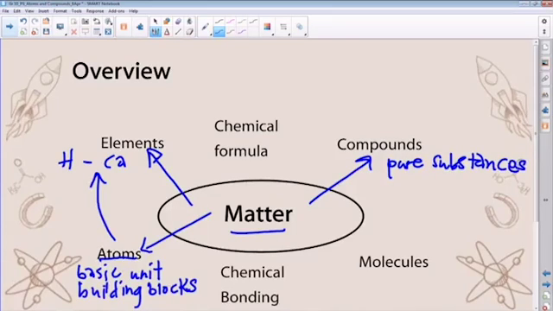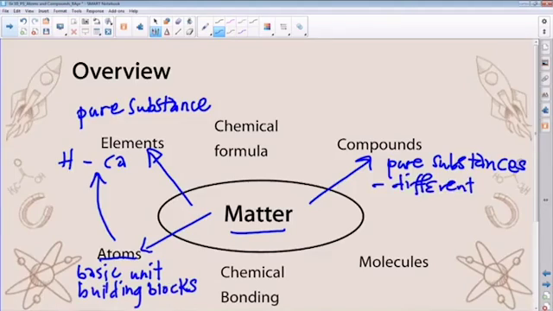The same applies to elements. Elements are also pure substances, because we said they are not mixtures. They consist of atoms of the same kind, whereas compounds consist of atoms of different kinds, different atoms with forces that keep them together. Hence, we said atoms are the building blocks of all matter. So elements are made of atoms, and compounds are also made of atoms.